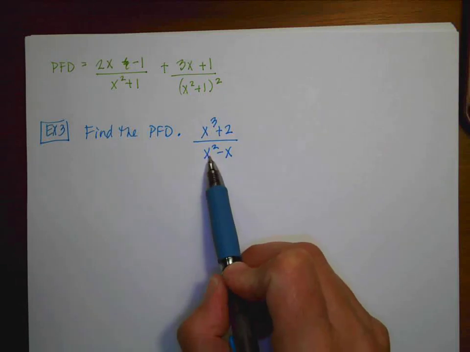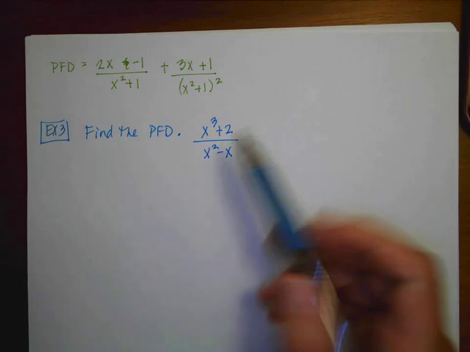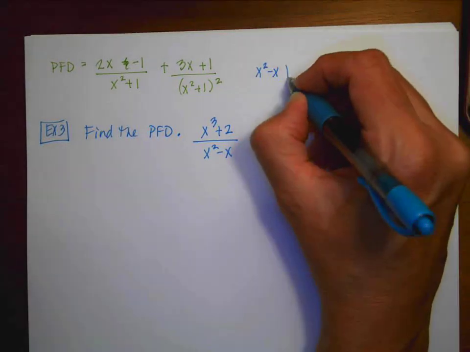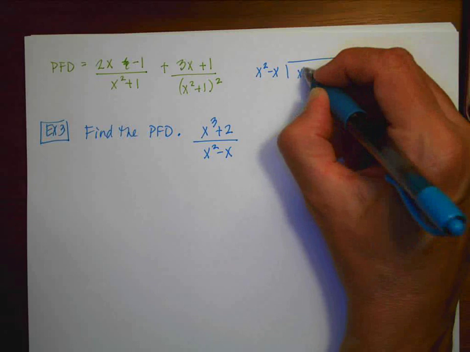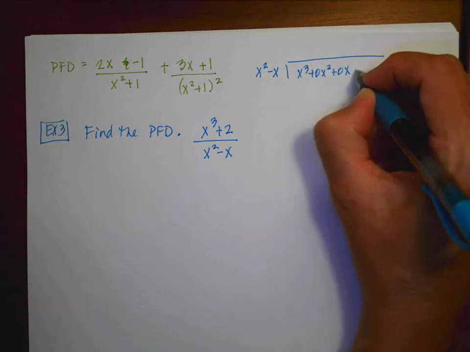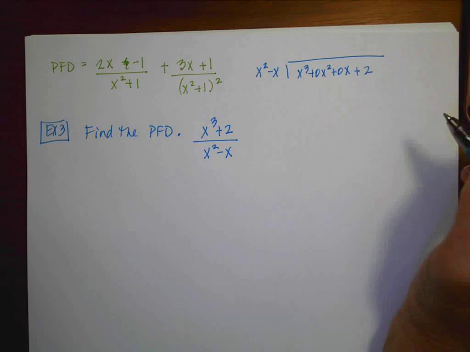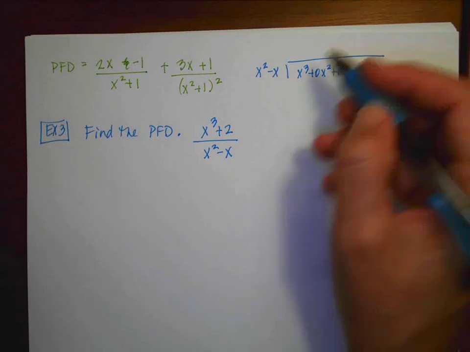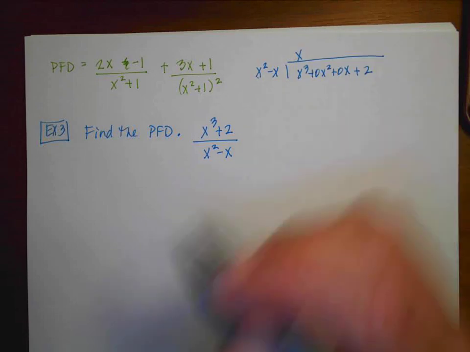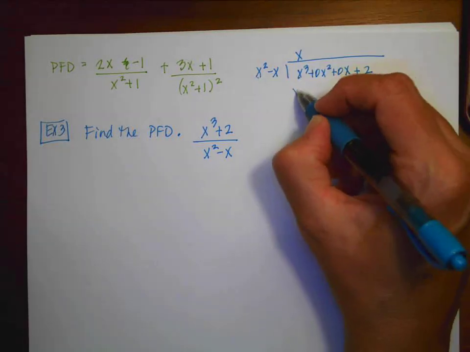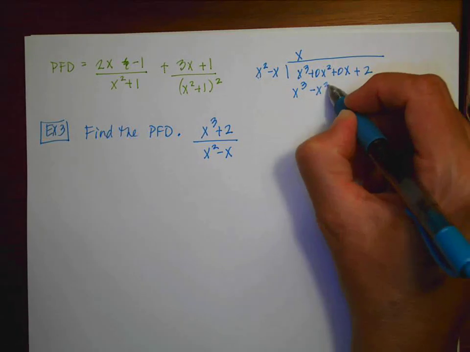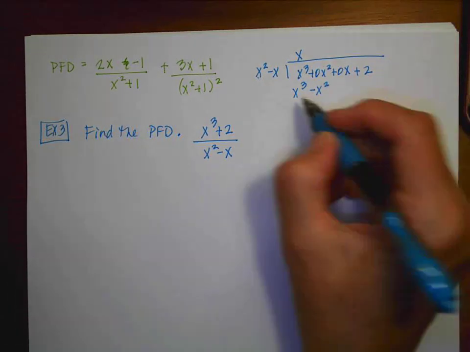Notice that the degree in the numerator is higher than the degree in the denominator. So before I can do this problem, I actually need to start with long division. So I'm going to put x cubed plus 0x squared plus 0x plus 2. Because remember, we have to have placeholders when we do long division. X cubed divided by x squared is x. Multiply through, and I get x cubed and then minus x squared.